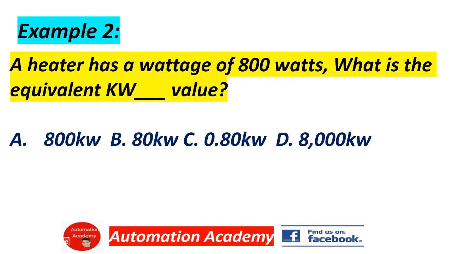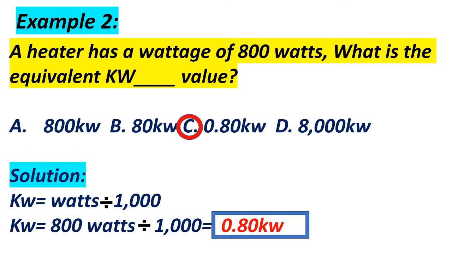A heater has a wattage of 800 watts. What is the equivalent kilowatt? A. 800 kilowatt, B. 80 kilowatt, C. 0.80 kilowatt, D. 8,000 kilowatt. Answer C. 0.80 kilowatt. Solution, kilowatt equals watt divided by 1,000. Kilowatt equals 800 watts divided by 1,000 equals 0.80 kilowatt.